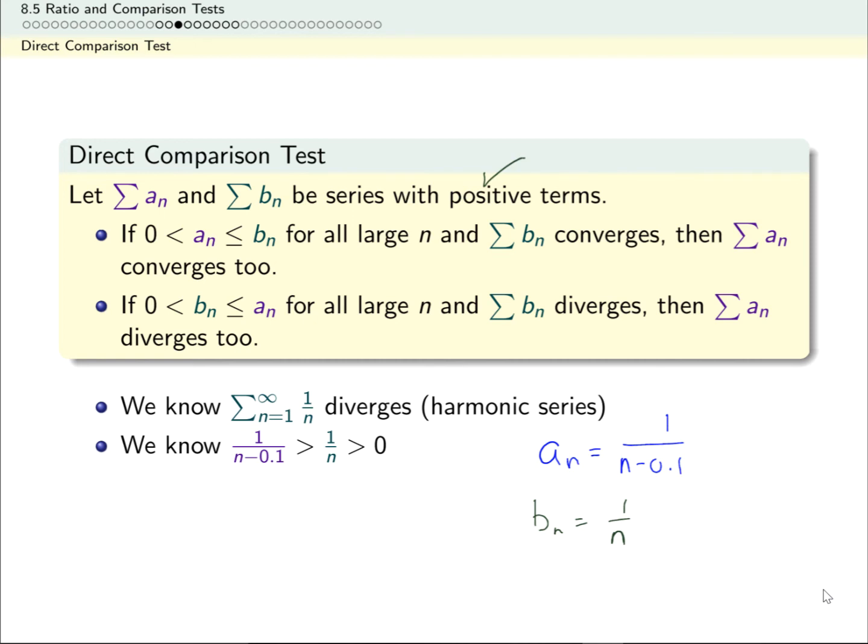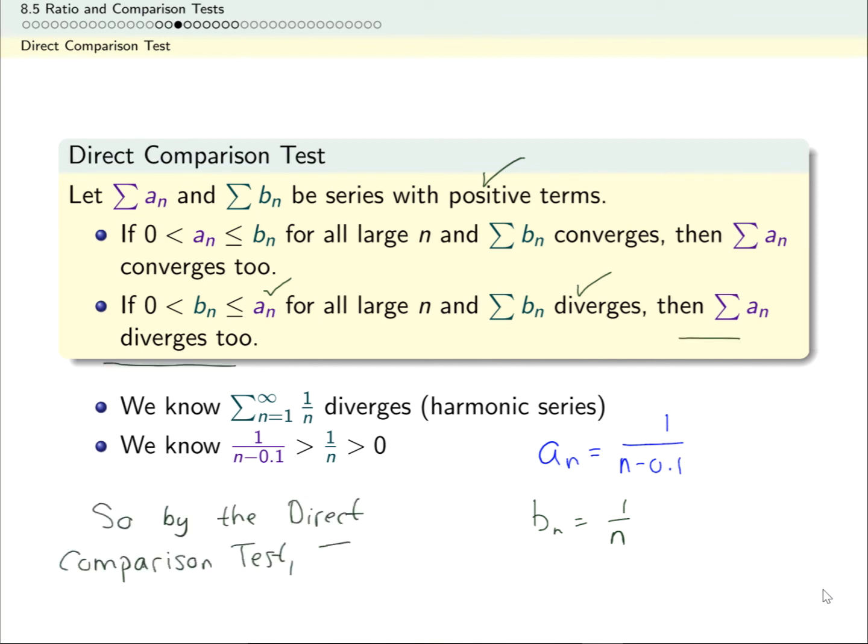Both of our series have positive terms. The a_n's are bigger than the b_n's. They have a smaller denominator. And when I add up my b_n's, that sum diverges to infinity. So the direct comparison tells us that our mystery series diverges too. And remember, we're not too concerned about where it starts. The fact that it's an infinite series is all that matters. One or two terms at the beginning isn't going to impact whether this converges or diverges.